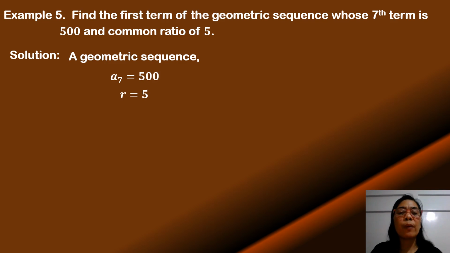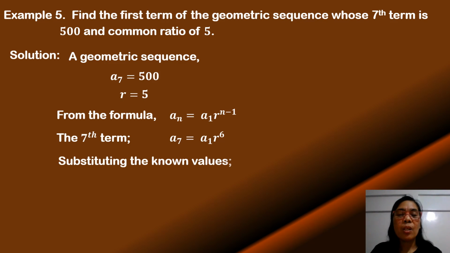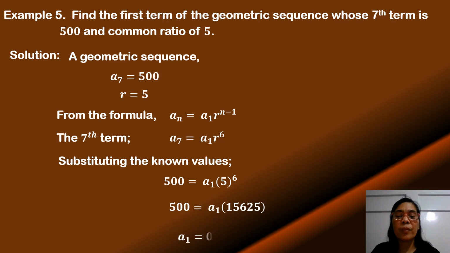Since we are required to find the first term, we make use of the formula for the nth term. a sub n is equal to a sub 1 r raised to n minus 1. So the seventh term will be written in the form a sub 7 is equal to a sub 1 r raised to 6. Substituting the values, a sub 7 is 500 and r is equal to 5. And using your calculator, it gives us the value of a sub 1 equal to 32 hundredths, or 0.032.